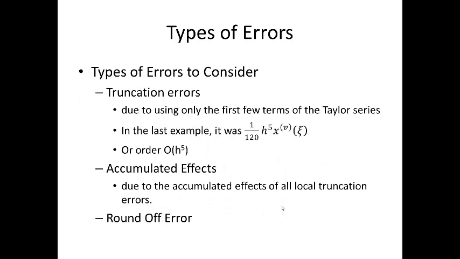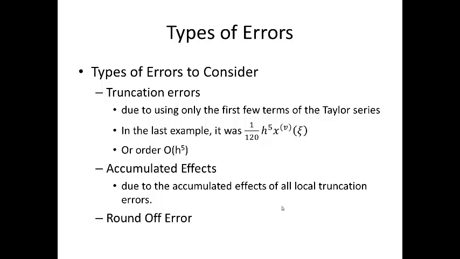So, types of errors to consider: truncation errors, and these are due to using only the first few terms of the Taylor series. In the last example, the truncation error was 1 over 120 h to the fifth derivative of x at some xi, or order h to the fifth.